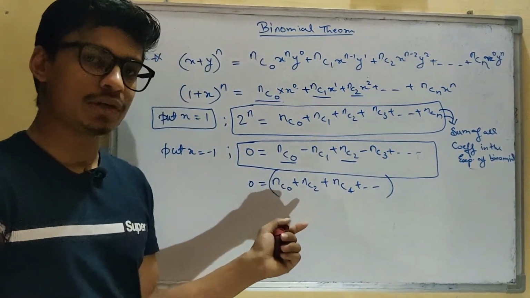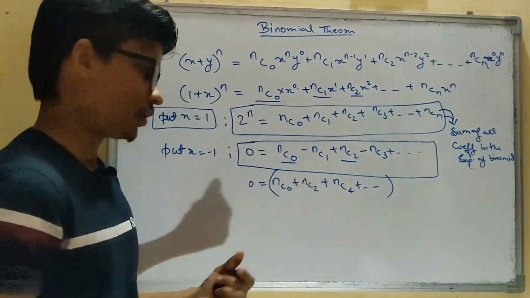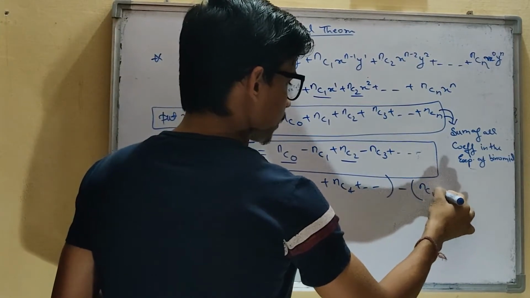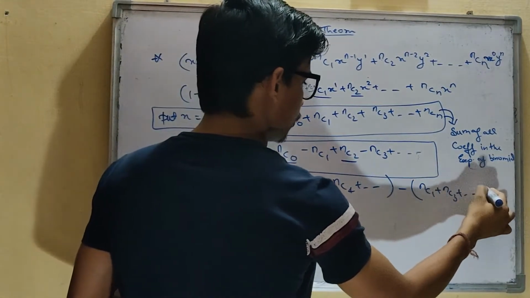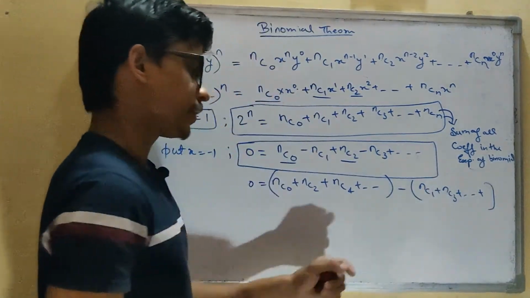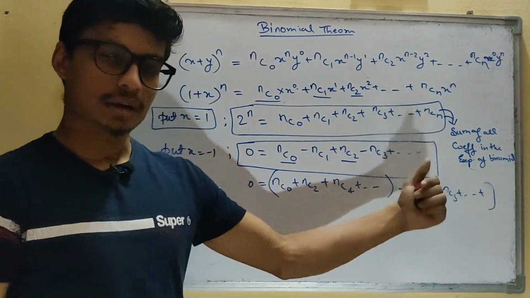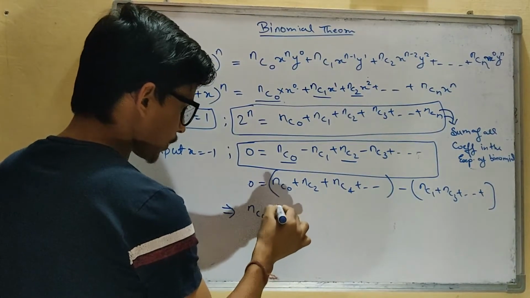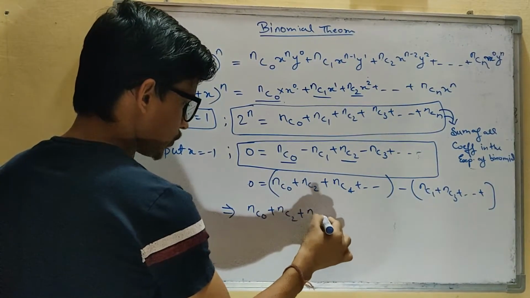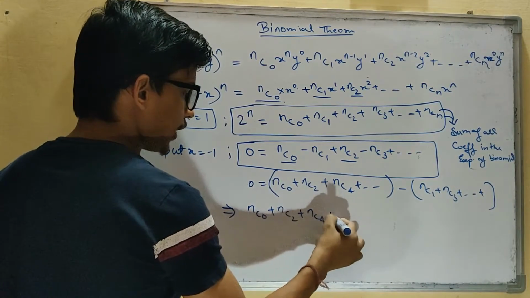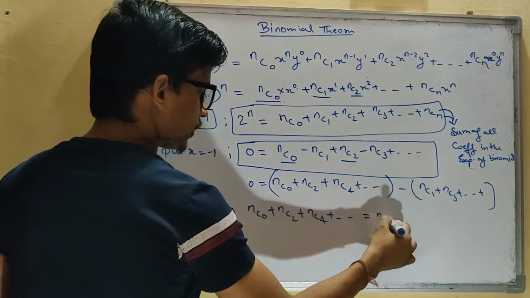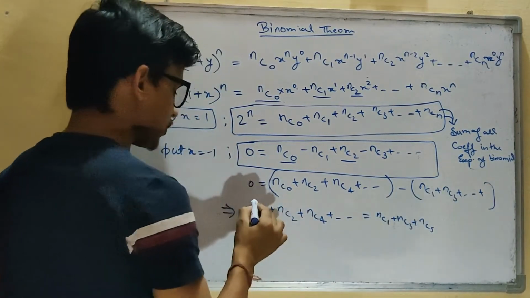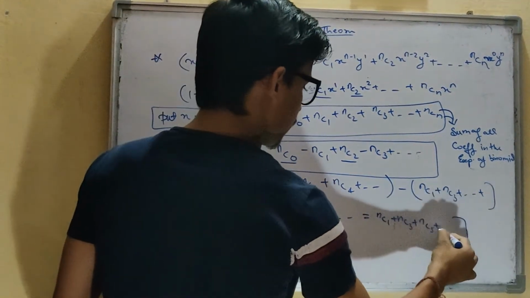Sum of coefficients which are at odd places, minus, take minus as a common, so nC1 plus nC3 plus and so on. And these are the coefficients which are at even places. So this implies that nC0 plus nC2 plus nC4 and so on is equal to nC1 plus nC3 plus nC5 and so on.